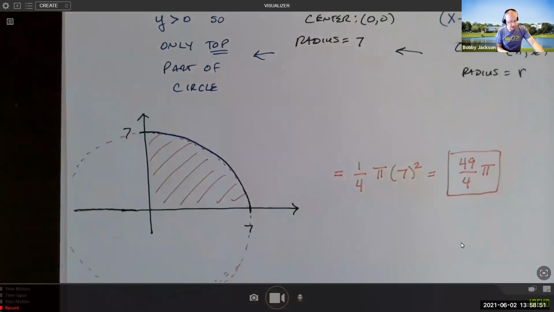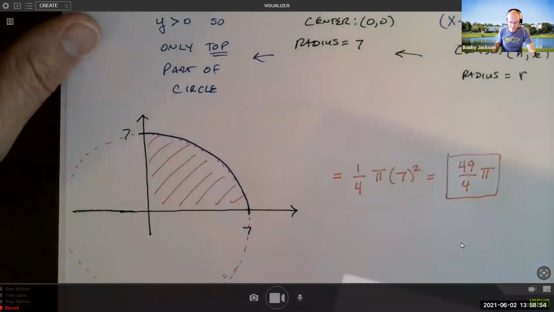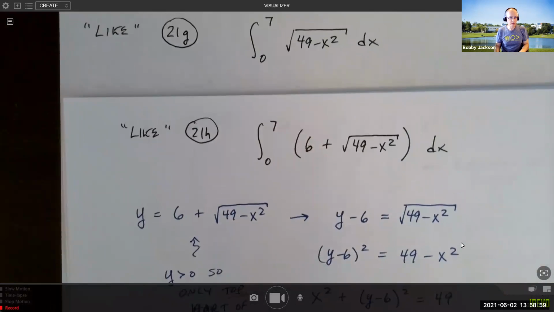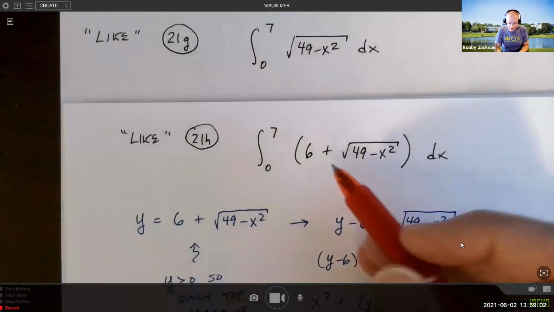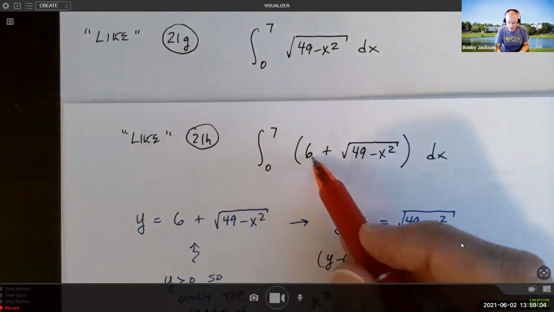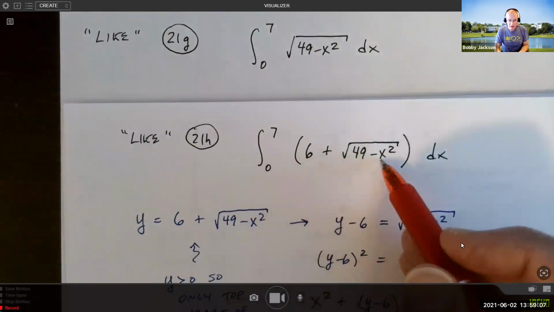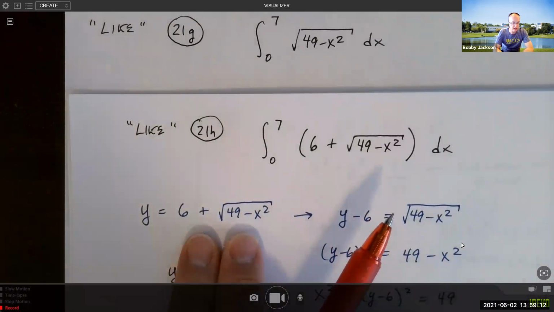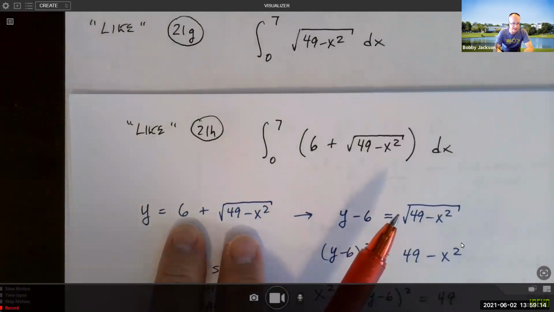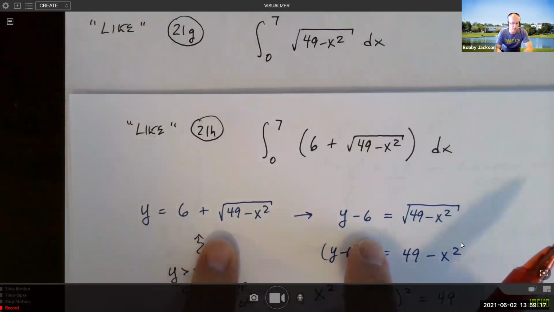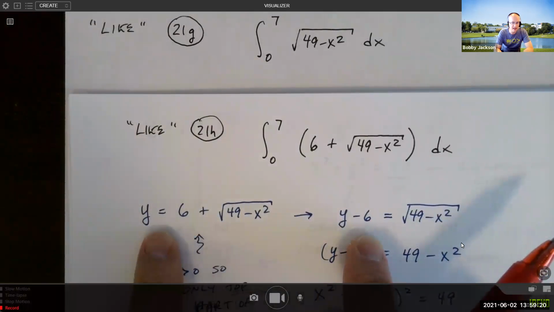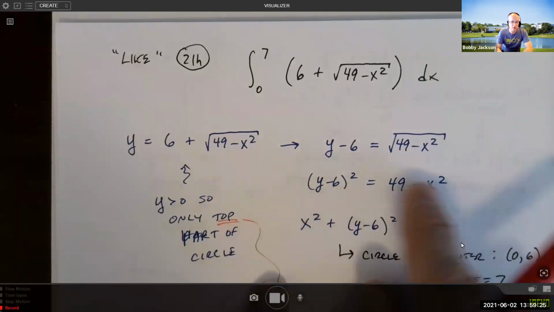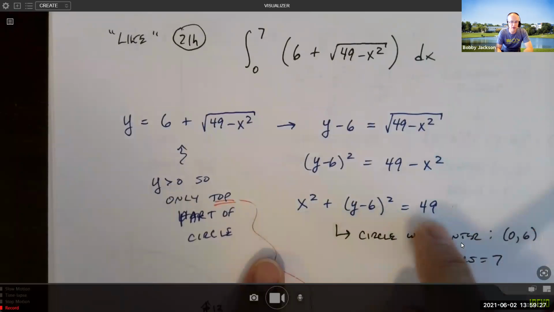I'm going to do one like 21H as well. I'm just going to modify the one I just did. Here's the one we just did. I'm going to change the integral, same limits of integration, to 6 plus the square root of 49 minus x squared. Let y be the whole thing again, and do the same thing, except I first have to subtract 6 from both sides before I square. Squaring gives me y minus 6 quantity squared equaling this. Add the x squared over, and now this is the equation of a circle.